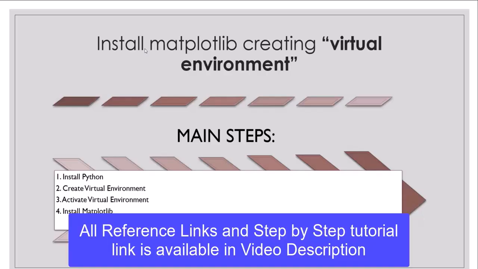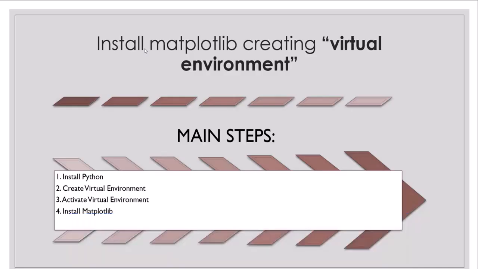These are the steps used to install Matplotlib by creating a virtual environment. Firstly, we have to install Python in our system. If you have already installed it, then it's good, and if you don't, pause this video and install Python first. After installing Python, the next important step is the creation of a virtual environment. Next, we have to understand how we can create a virtual environment and activate it. And in the last, we will use this virtual environment for the installation of Matplotlib.